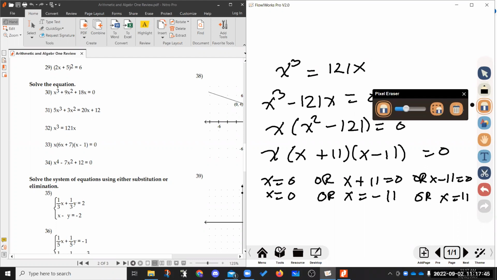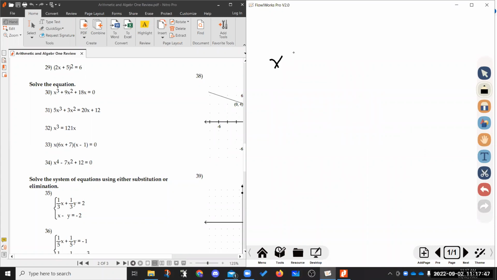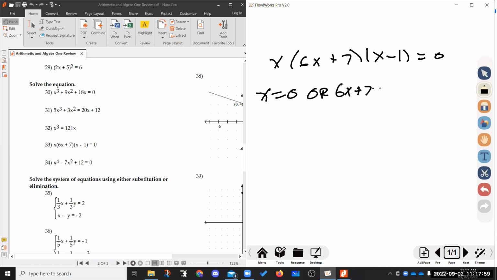Number 33. x(6x + 7)(x - 1) = 0. It's already factored, so x = 0, or 6x + 7 = 0, or x - 1 = 0. 6x = -7, x = -7/6, x = 1.